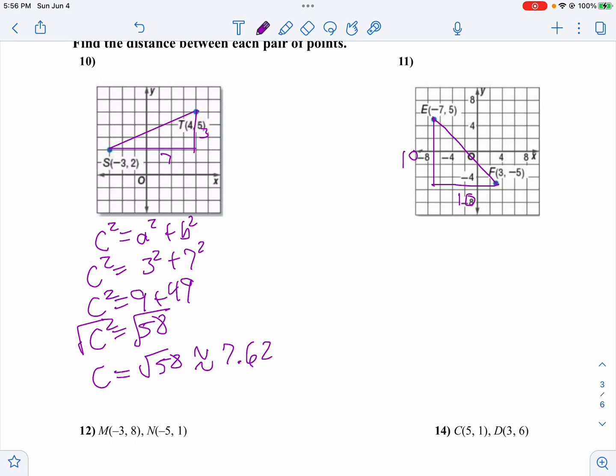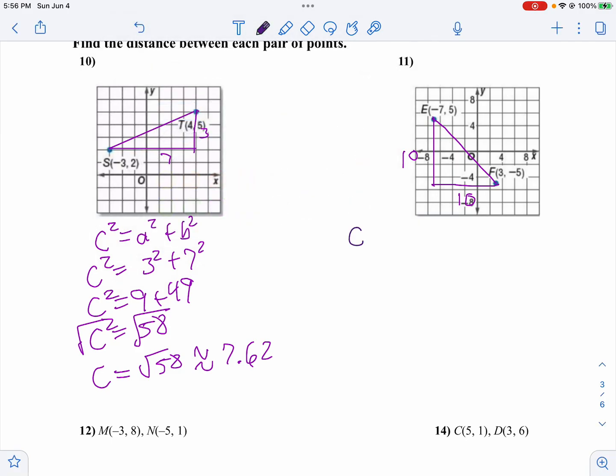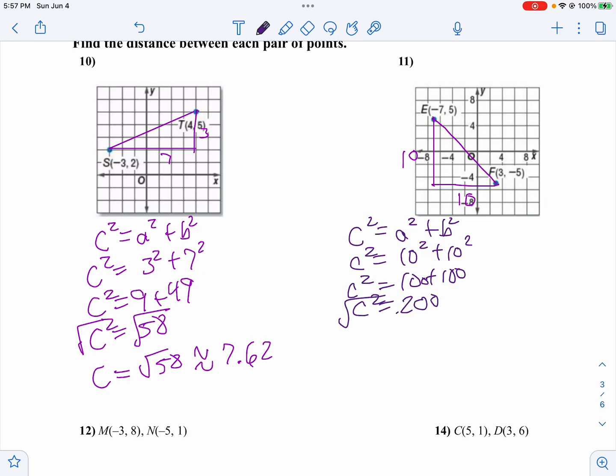I'll go through the same thing again here. I think I'll switch colors just to be on the safe side. So the hypotenuse squared equals leg squared plus leg squared. So c squared equals 10 squared plus 10 squared. Well, that one seems kind of simple. 100 plus 100. c squared is 200. I take the square root. Don't leave it as the square root of 200.